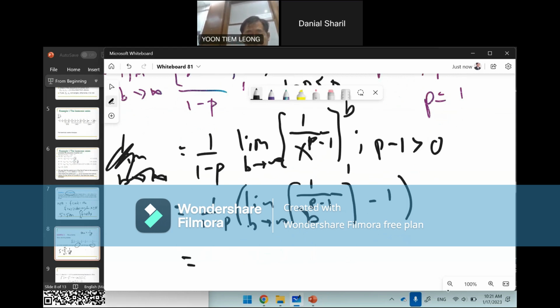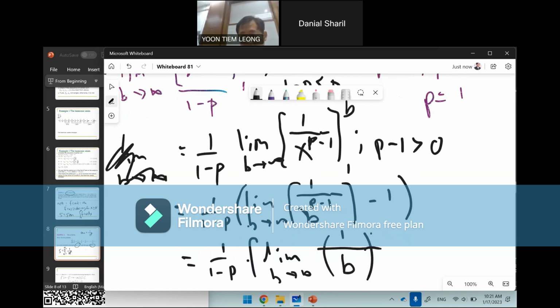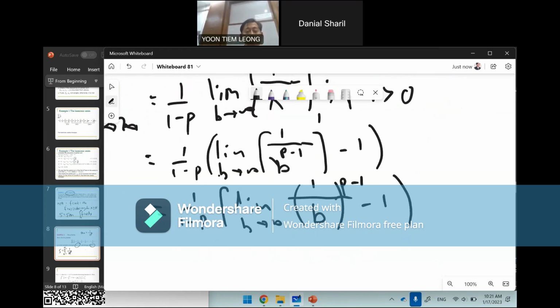Then what can you say about this? This is 1 over p, and then you have the limit of b going to infinity, and you have 1 over b raised to some power, p minus 1, minus 1. Okay, so what can you say about that? You just have to let me know whether this limit is convergent or not.